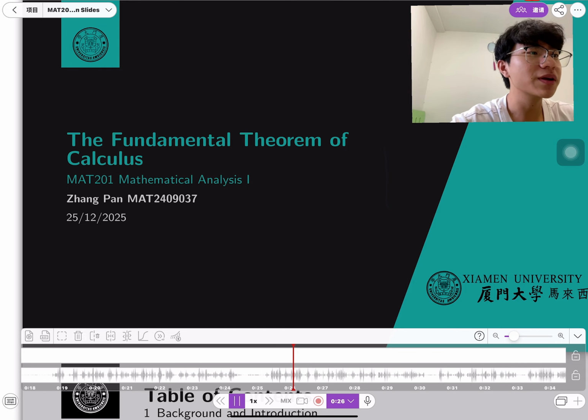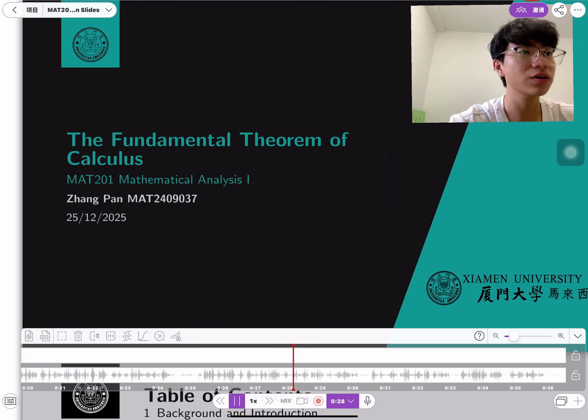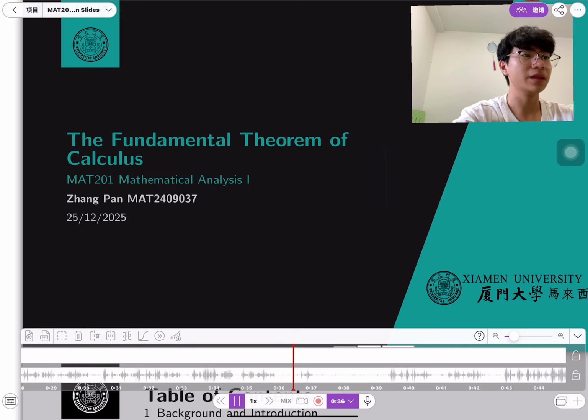The fundamental theorem of calculus is one of the most important results in analysis, as it connects two central ideas, integration and differentiation.